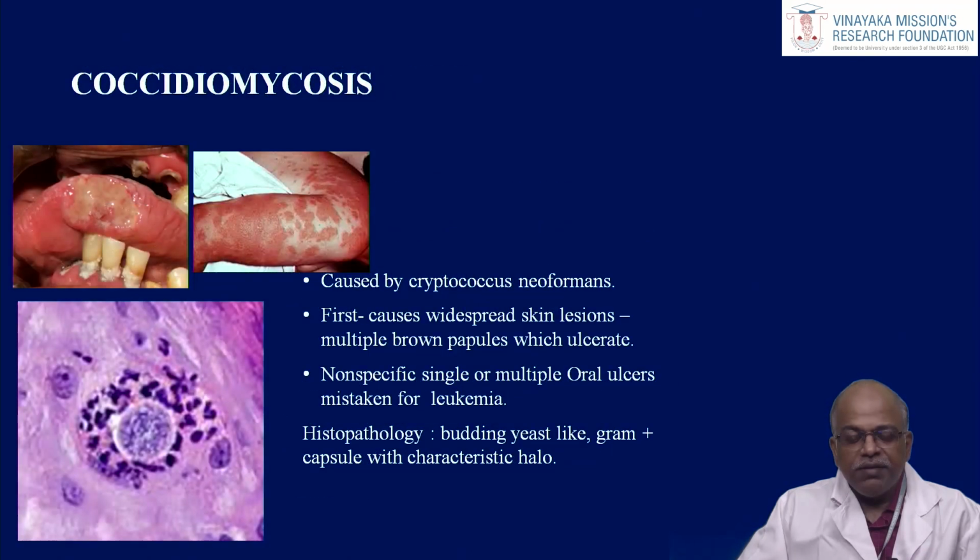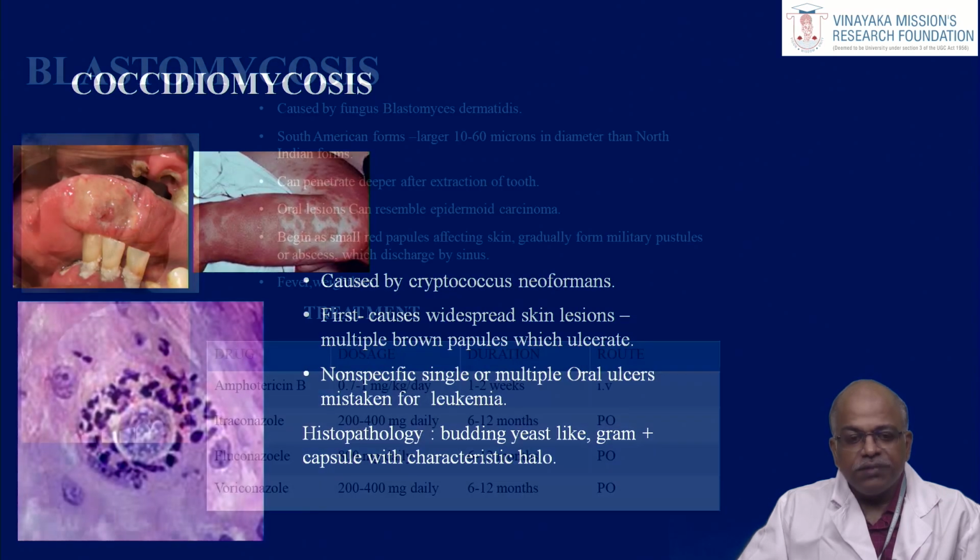Coccidioidomycosis is another deep-seated fungal infection, here described as caused by Cryptococcus neoformans. It causes first widespread lesions, multiple brown papules in the skin, and non-specific ulcers that can be mistaken for leukemia. Under histopathology, budding yeast-like gram-positive cells with a characteristic halo can be seen.